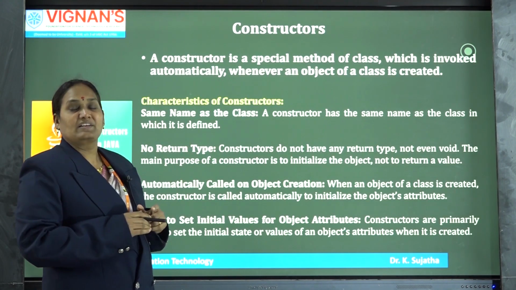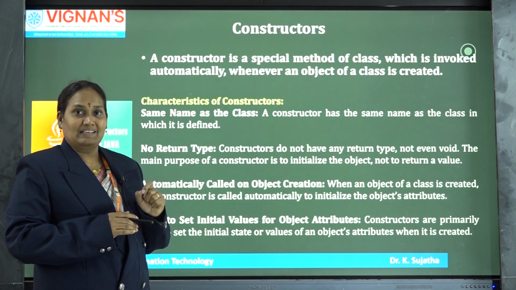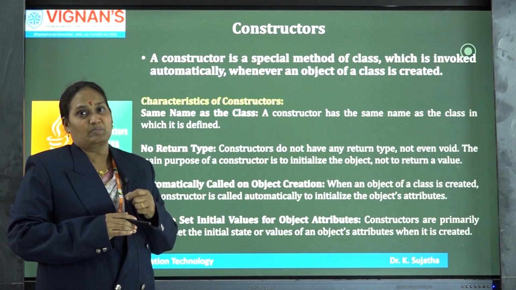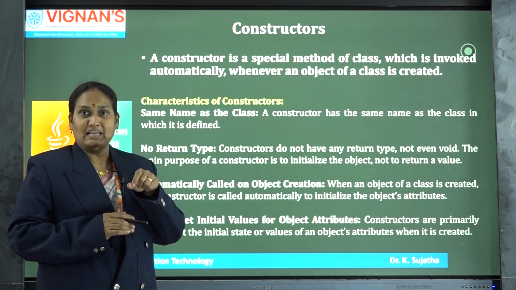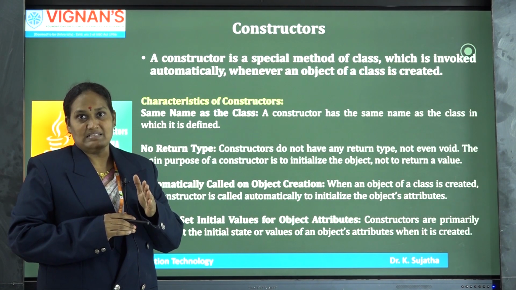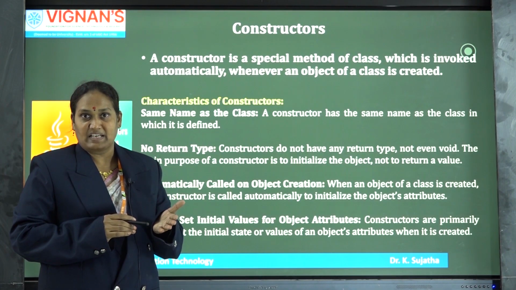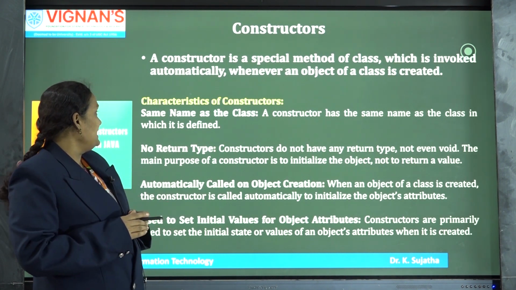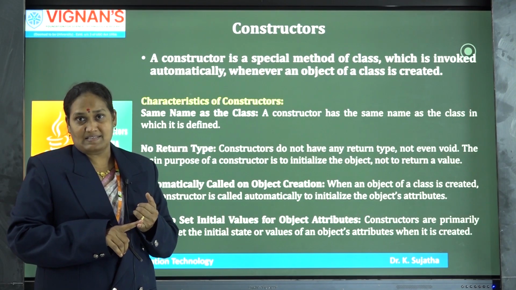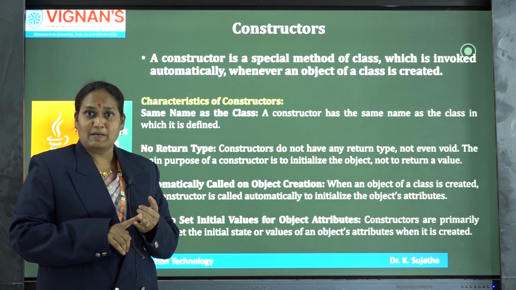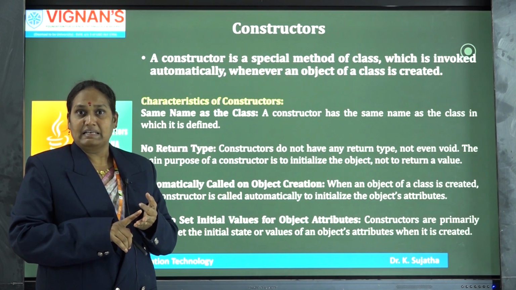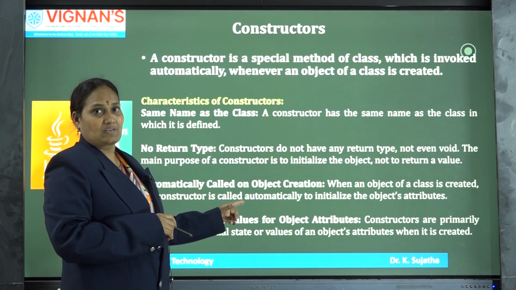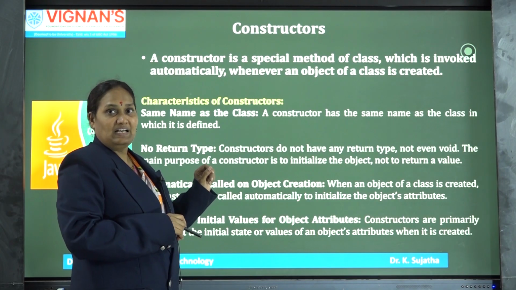Fourth, it is used to set initial values for object attributes. Generally, a constructor is used to assign initial values to the variables which are present in my object or in my class, whatever variables I have declared in my class. For assigning initial values to those variables, we mainly use constructors. So these four are the special characteristics of constructors: the same name as the class, no return types, automatic invocation, and the main purpose of giving initial values to the variables in the class.